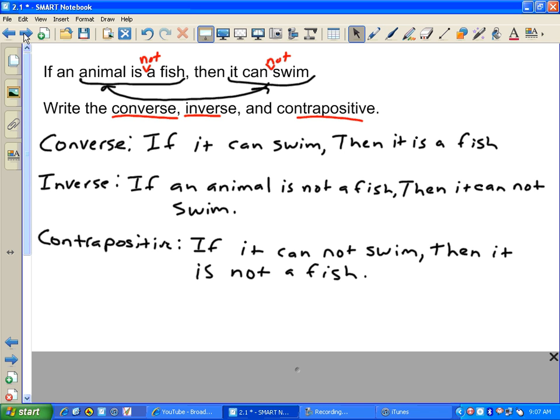And that wraps up conditional statements and their other forms.